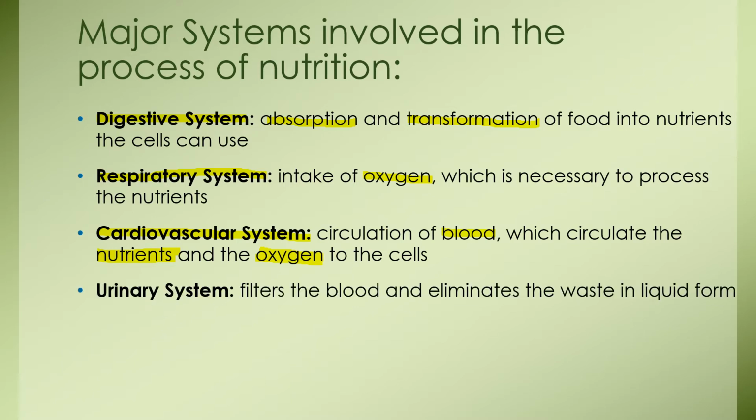And the last one, the urinary system, removes all that is not good anymore. It filters the blood and eliminates the waste in liquid form. So the urinary system is really important to eliminate anything that's waste, because if you accumulate waste in your body, it will not work properly. And when you process the food, you produce a lot of substances that are not good for your health. So you need to eliminate them, in liquid form in the case of the urinary system.